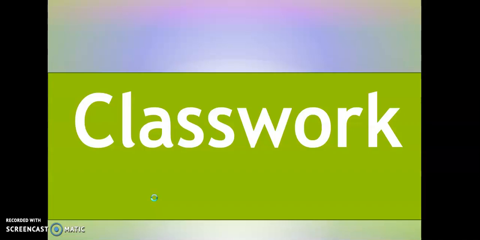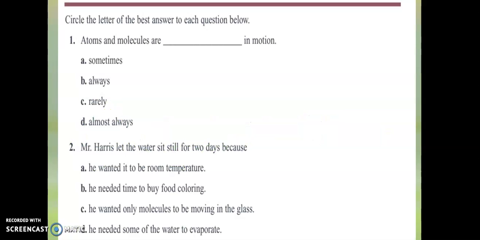So, classwork. We are going to answer different questions. Circle the letter of the best answer to each question below. Number 1. Atoms and molecules are in motion: sometimes, always, rarely, almost always. You know the answer, right? Read this story, which is an experiment about molecules, so you're going to know what's going on with the molecules. Remember, molecules are always in motion, motion, motion.